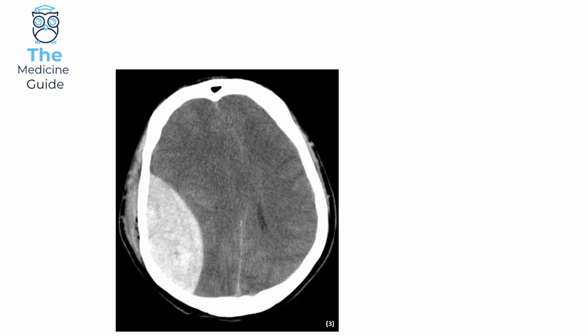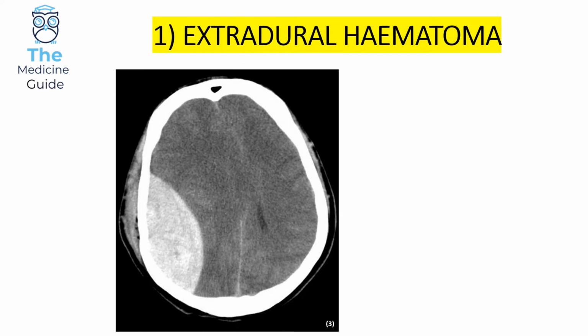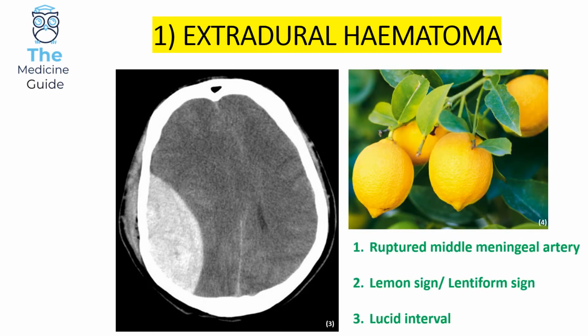Okay, let's find out the answer. So this is an example of an extradural hematoma. The key feature to remember is that an extradural hematoma presents due to a ruptured middle meningeal artery because of trauma to the pterion region. Classically in an SBA, this will involve a patient who's been hit on the side of the head with a cricket bat. That trauma will lead to rupture of the middle meningeal artery at the pterion.